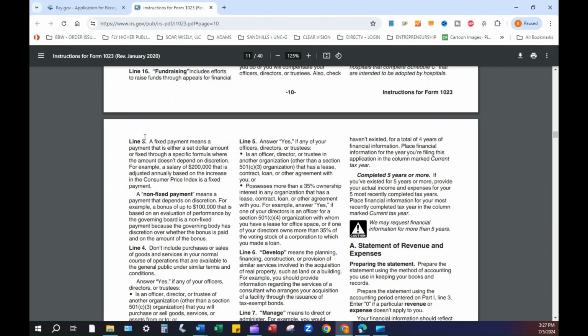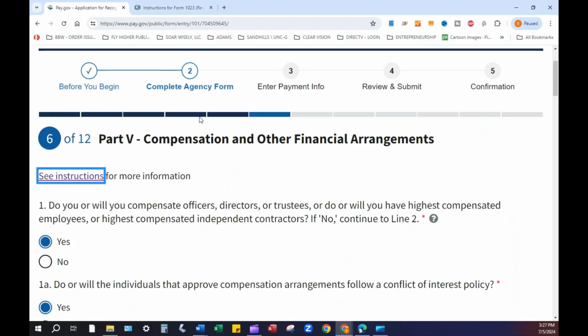And just as an example, let's look at this one here. Line number 3, that's the question that we're on. It says a fixed payment means a payment that is either a set dollar amount or fixed through a specific formula where the amount doesn't depend on discretion. For example, a salary of $200,000 that is adjusted annually based on the increase in the consumer price index is a fixed payment. Now, again, let's go back to the form.